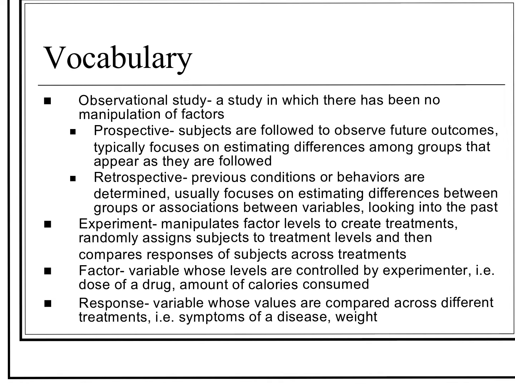An experiment manipulates factor levels, creates treatments, randomly assigns subjects. Okay, so you'll have to be able to determine the difference between observational study and an experiment. A factor is a variable whose levels are controlled by the experimenter. So for us, the factor was the caffeine. Okay? We controlled how much caffeine you got.